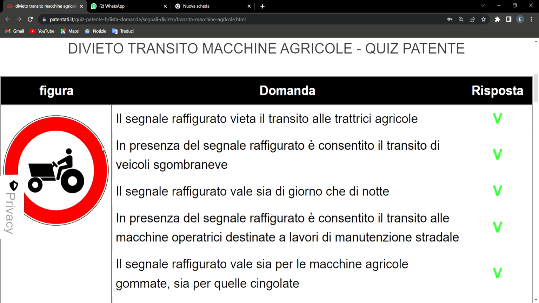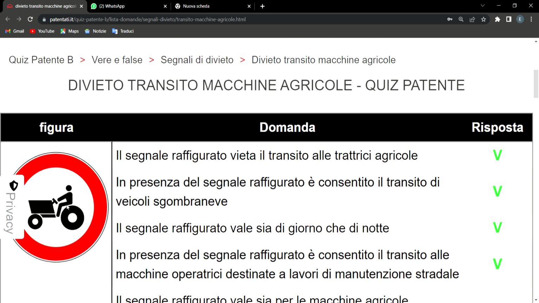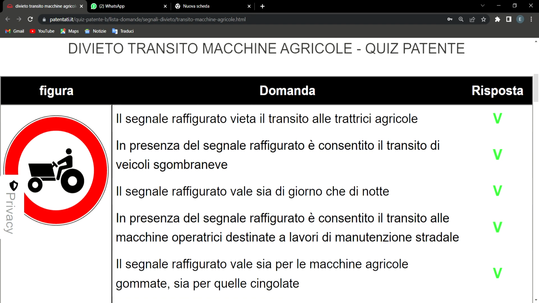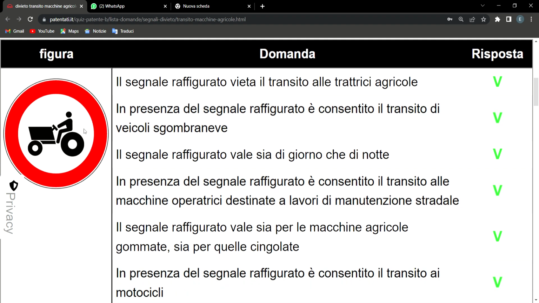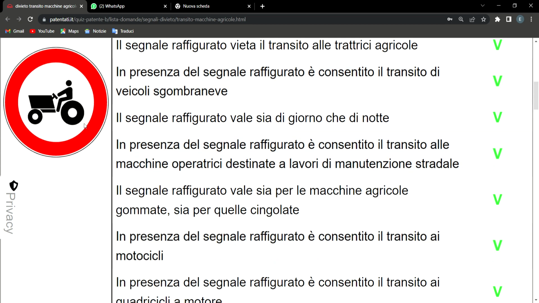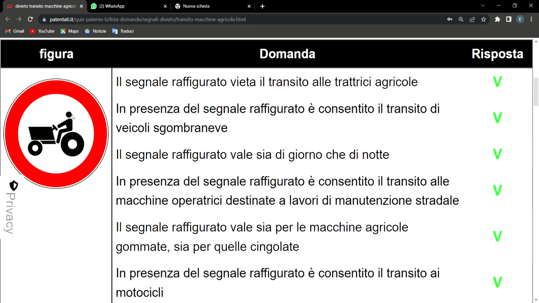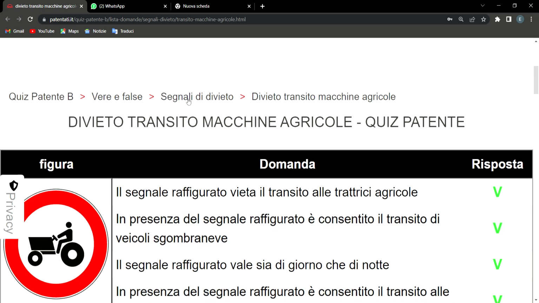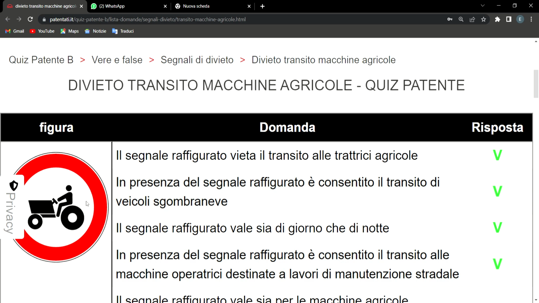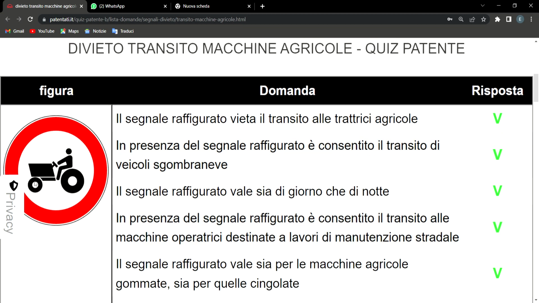I would like to make some brief explanation on what this very sign is all about. If you look at this very sign, you can see it is known as segnale di divieto di transito. You can see it here. This segnale di divieto di transito is referring only to macchine agricole.